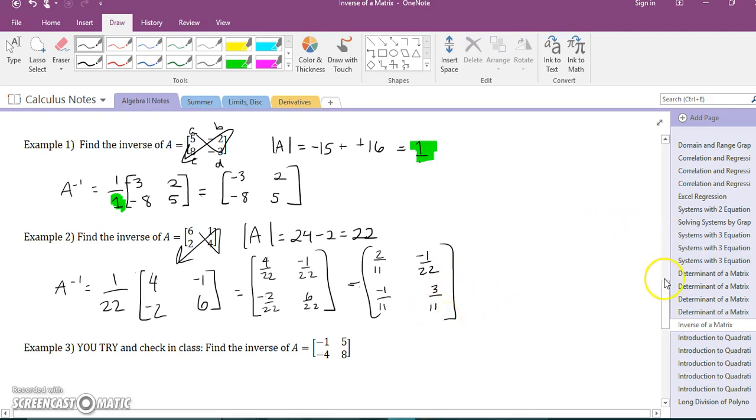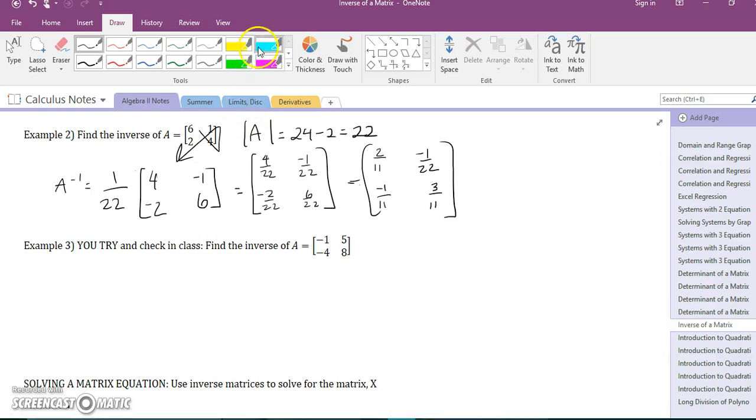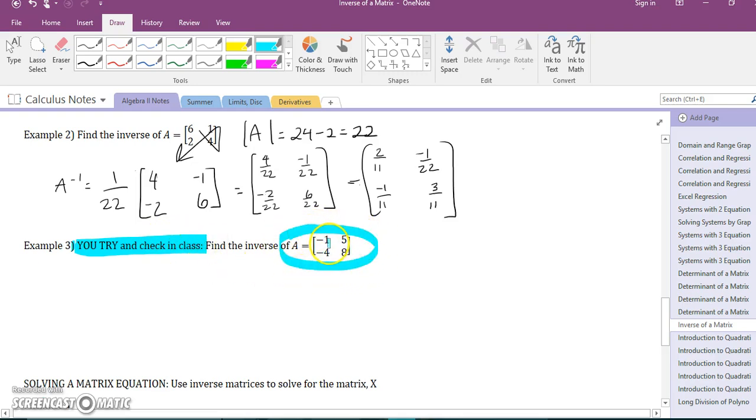All right, so I'm going to have you try this one here. Now, make sure you actually try it. Some of you like to skip the you-tries. It's good practice. And I will show you the answer in class. So write this one down, pause the video, and find the inverse of this matrix right here. And again, in class, when I see you again, we'll compare answers.